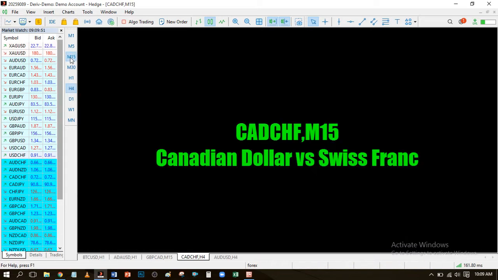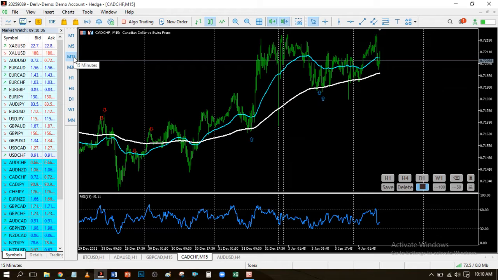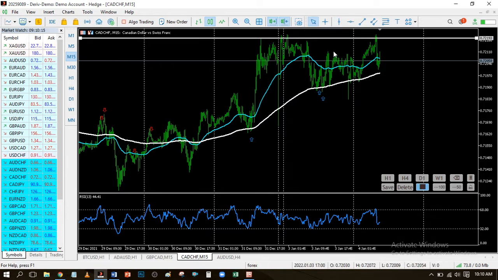So I'll be going to my 15 minutes chart again for my entry. Remember, 15 minutes is for your entry. Your signal could be on any higher time frame, but I always go to the lower time frame, maybe 15 minutes or 5 minutes, to look for my entry. You can see that the price is still maintaining this resistance right here. You can see it has tested this point several times.